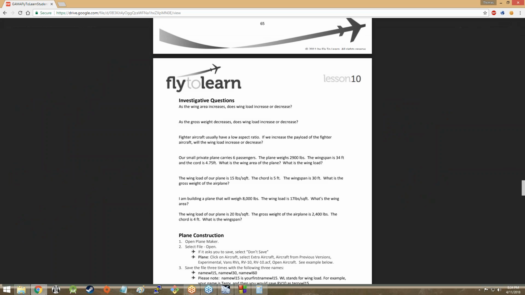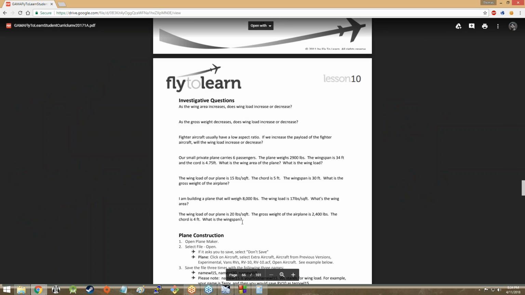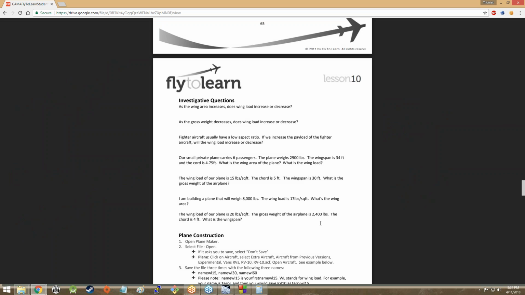So yeah, I mean, you guys get the idea. The wing load of our plane is 20 pounds per square foot. The gross weight of the airplane is 2,400 pounds, and the chord is 4 feet. What is the wingspan? Well, it's just different permutations on the same idea.